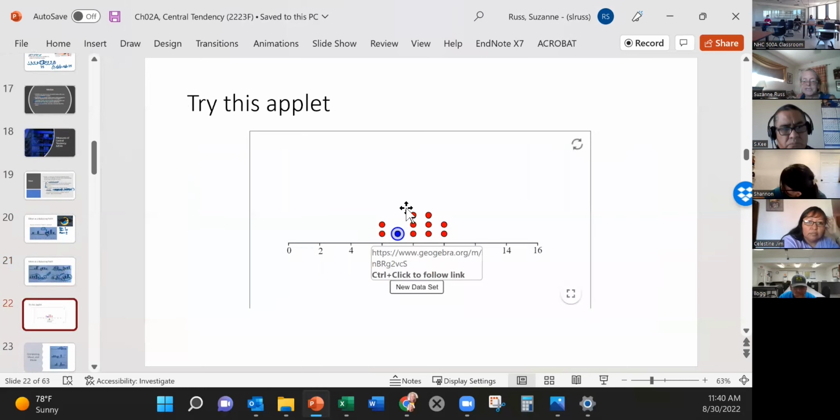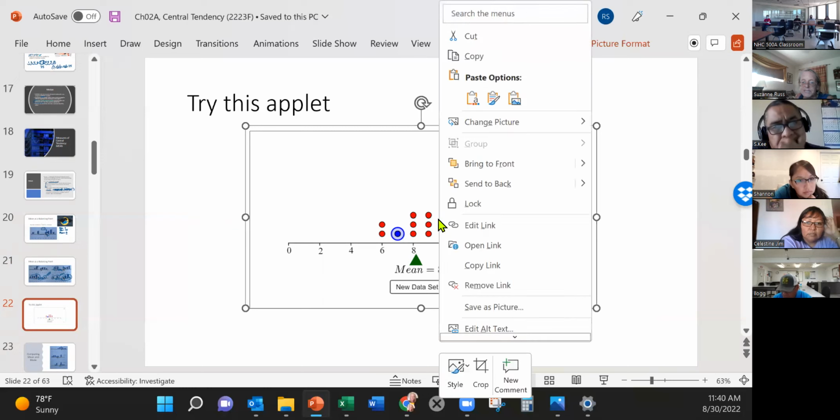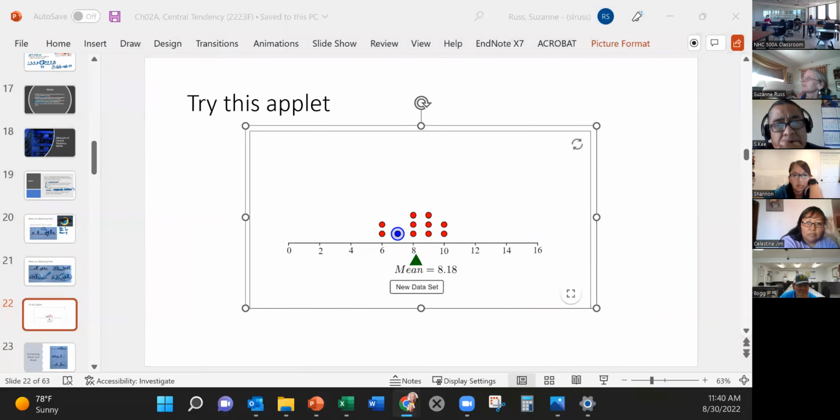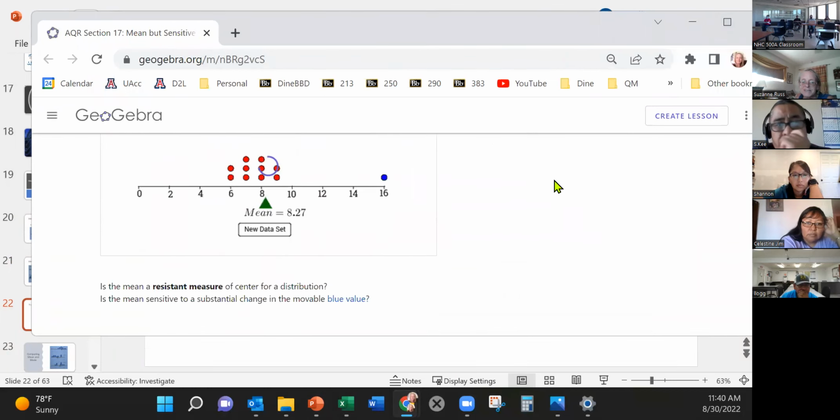And I'm going to give you this little applet that has a few more examples of this. So let's see, I linked up... I had this open and then I think I closed it again. So here we go. So the mean is sensitive.